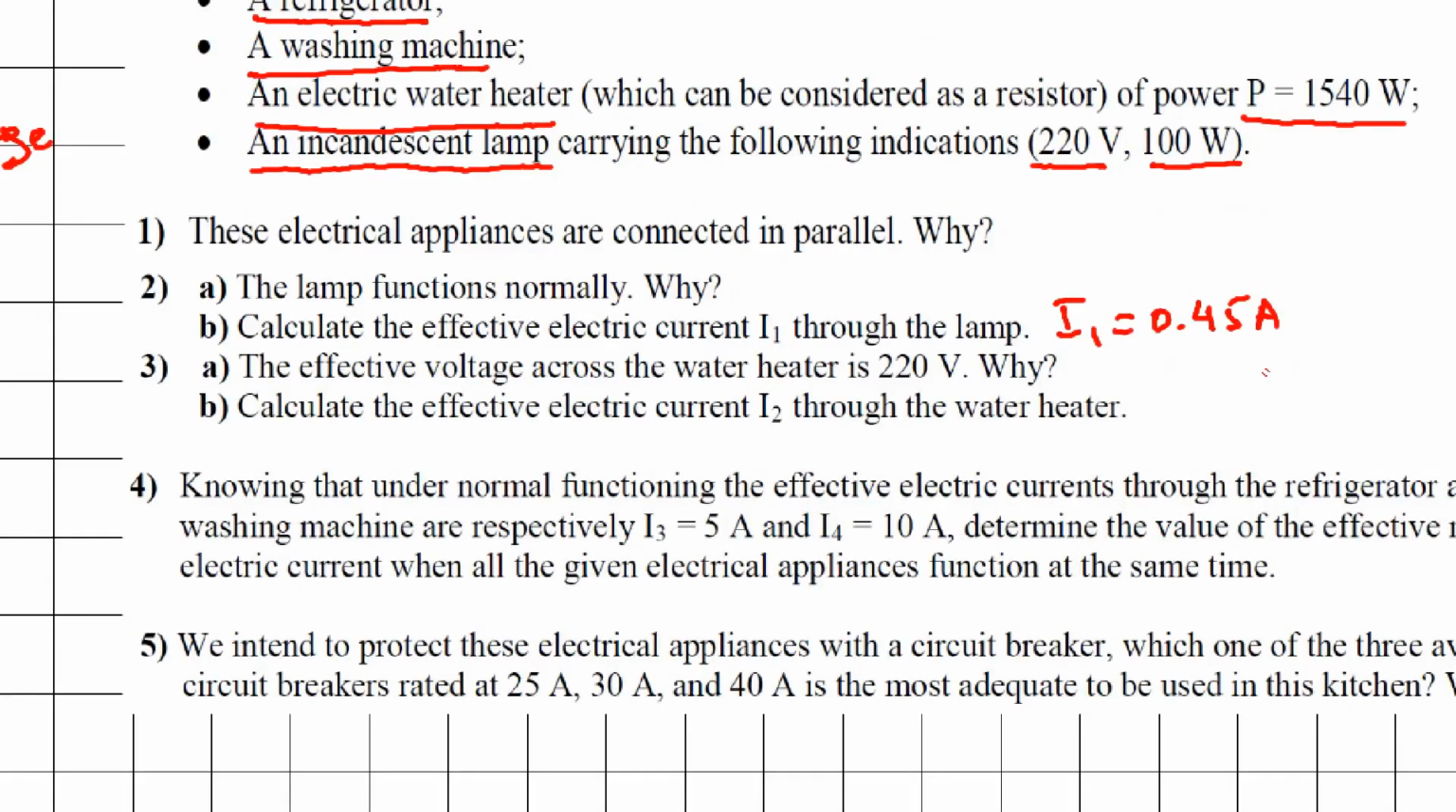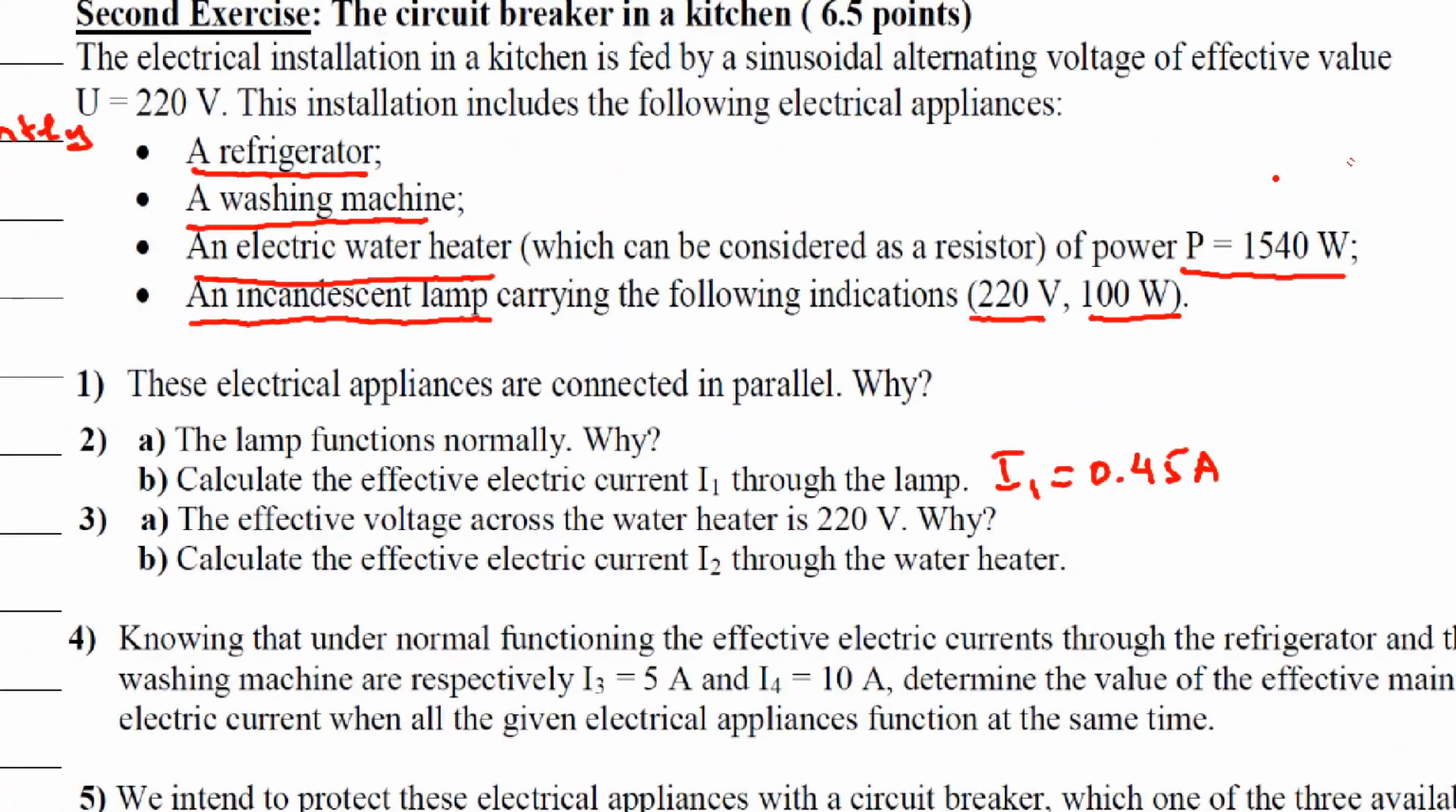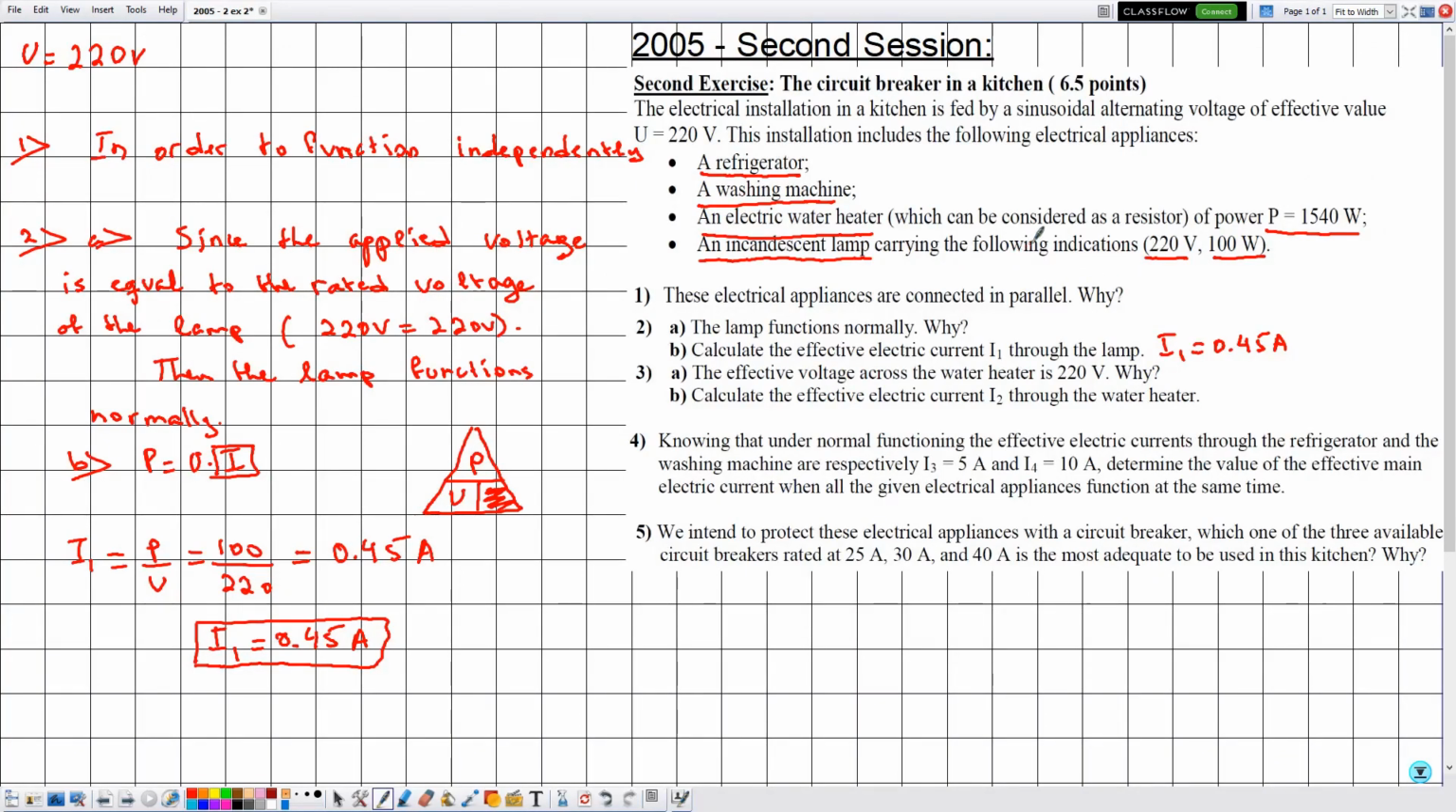Now in number 3, part A, they are telling me the effective voltage across the water heater is 220 volts. Why? Here, notice that because all the electric appliances are connected in parallel, as we mentioned in number 1, according to the law of uniqueness of voltages they will have the same voltage. Okay, so 3 part A, let's say that the water heater is connected in parallel.